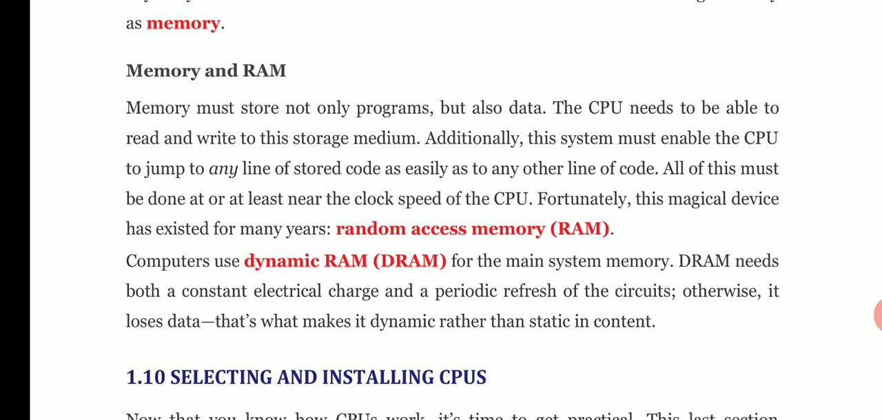Computers use dynamic RAM for the main system memory. Dynamic RAM needs both a constant electrical charge and a periodic refresh of circuits, otherwise it loses data. That's why it is called dynamic rather than static in content. Dynamic means that if the power goes off, the content will be lost.